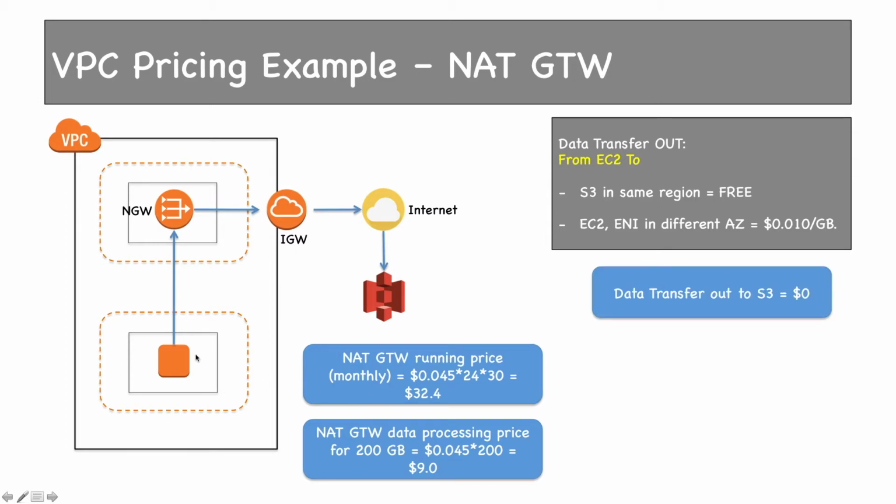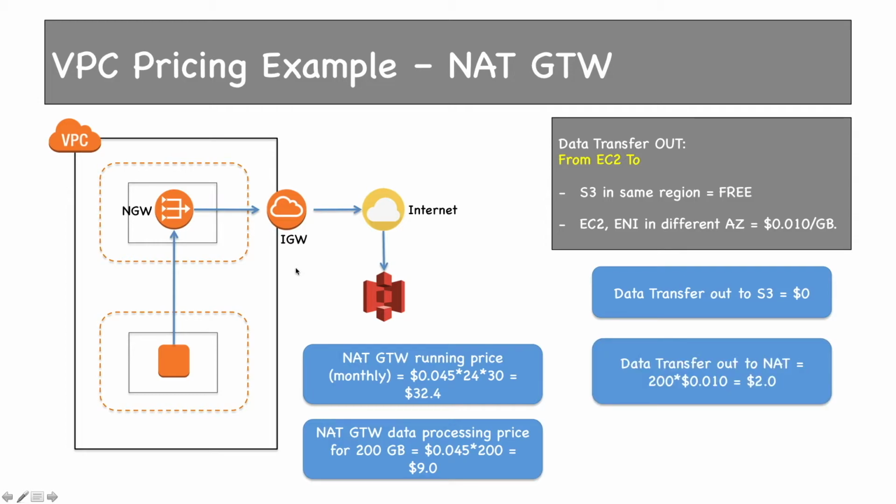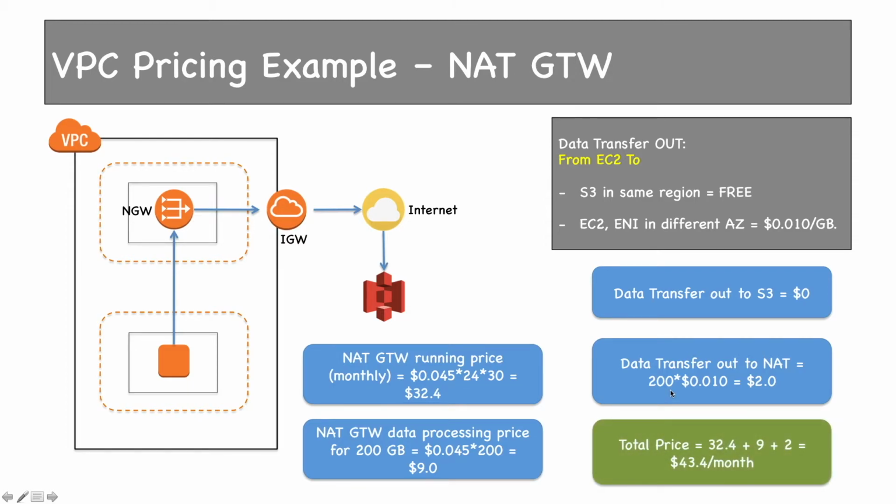The data transfer out to S3 is free because we are in the same region. Data transfer out to NAT would be priced on per GB basis because these are on different AZs. So it comes out to be $2 for 200 gigabytes. The total price would be $43.4 per month.